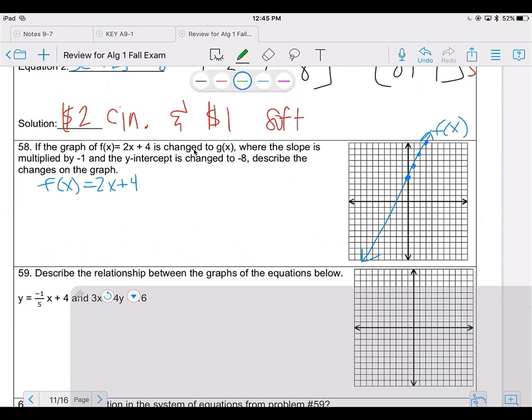Now g of x, the slope is multiplied by -1. So 2 times -1 is -2x. The y-intercept is changed to -8, meaning it is completely replaced. I don't do anything with the 4, I just replace the 4. So this would start down at 8 and go down to right 1, or up to left 1, up to left 1, up to left 1.